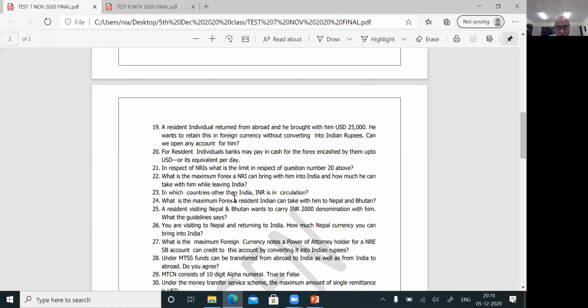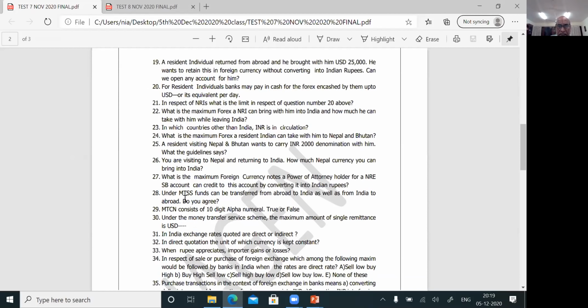So question number 23 we already saw. In which countries other than India are Indian rupees in circulation? Nepal and Bhutan. What is the maximum forex a resident Indian can take with him to Nepal and Bhutan? No. Forex should not be released to Nepal and Bhutan. Question number 24, answer is no. No forex can be taken.